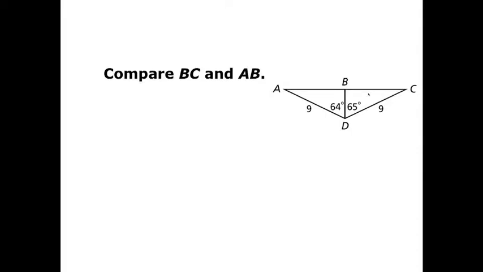By now you're probably seeing how this works out, and you probably already can tell that BC is going to be the bigger piece. So if I look at the pieces that are congruent, AD and CD are congruent and they share side BD, and I'm looking at the two angles included between them, 64 and 65. Since 65 is bigger, the side opposite 65, which is BC, has to be the bigger side.